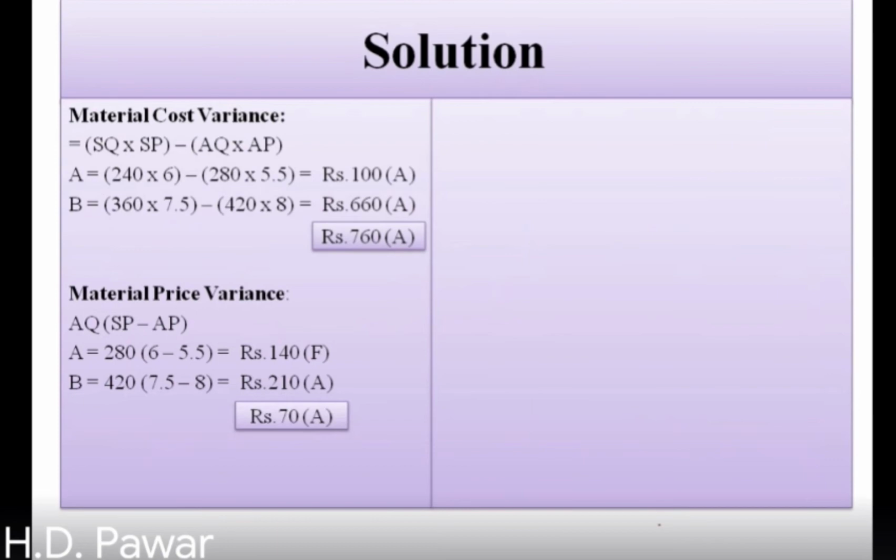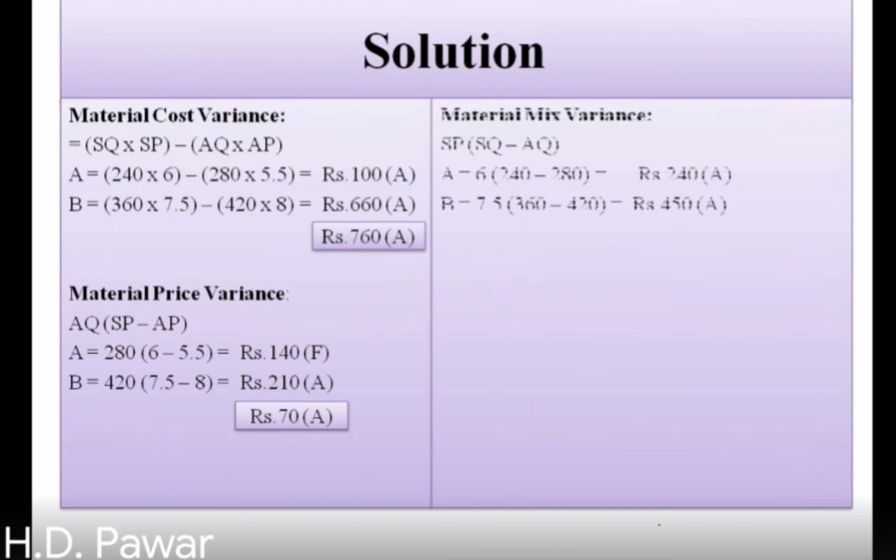Actual quantity into bracket standard price minus actual price. And then after, material mix variance. Mix is just like usage, calculate it like usage. Standard price into bracket standard quantity minus actual quantity. A 6 into bracket 240 minus 280, answer is 248 adverse. Then 450 adverse. How do I get the figures from the table?